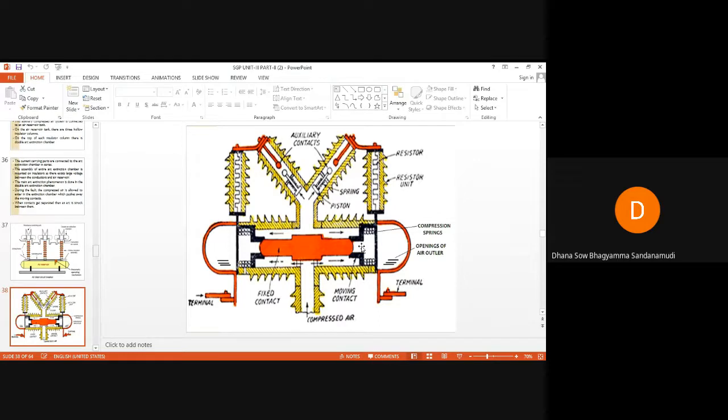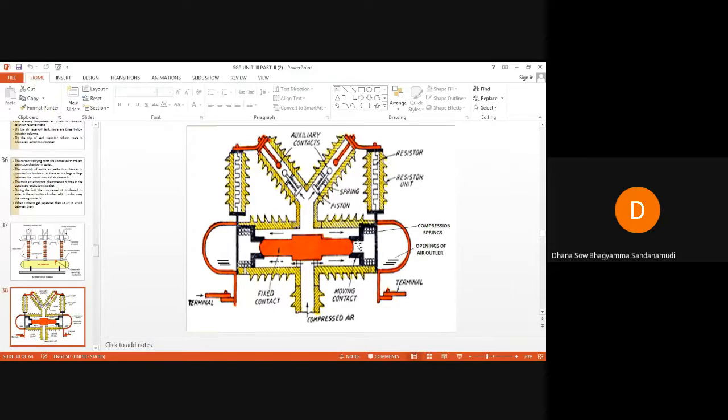Initially, under normal operating condition, due to the pressure exerted on the moving contact by these compression springs, the moving contact will be in contact with the fixed contact. You already know that. Under normal operating condition, the moving contact and fixed contact are in contact with each other because of the pressure exerted by these compression springs. So the opening and closing of the moving contact depends on the pressure exerted by the compression spring as well as the air pressure within this chamber.